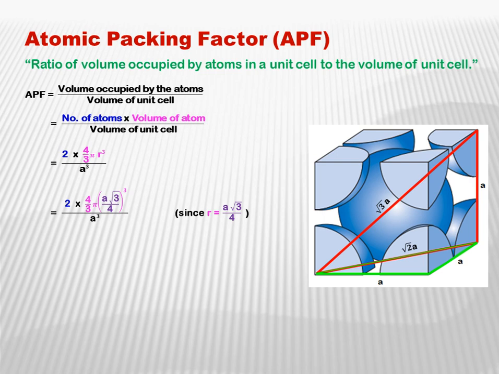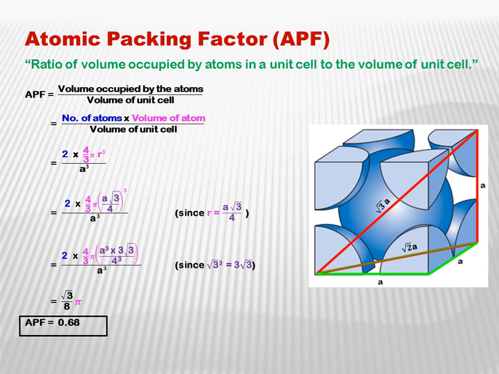Now simplifying, putting the value of r, which was previously calculated, we get this. Since root 3 cubed equals 3 root 3, we have put its value. Further simplification, we are left with root 3/8 multiplied by pi, and putting its value we get 0.68. This is the atomic packing factor of BCC unit cell. In percentage, it can be calculated by multiplying 100% with this value, and we get 68%. Thanking you.